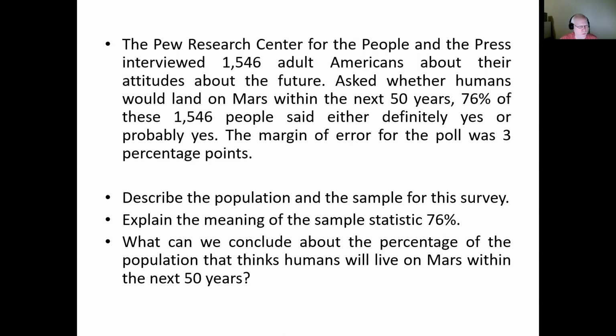We have a sample of 1,546. So here are 3 questions or tasks for you to try out. First, describe the population and the sample for the survey. Second, explain the meaning of the sample statistic 76%. And third, what can you conclude about the percentage of the population that thinks humans will live on Mars within the next 50 years? For the third one, there's a variety of different possible answers, but think about it, pause, give it a try, write down some answers for it, and then we'll take a look.